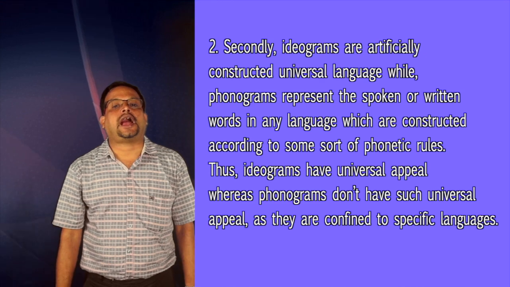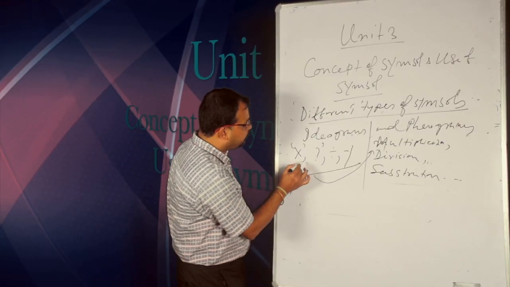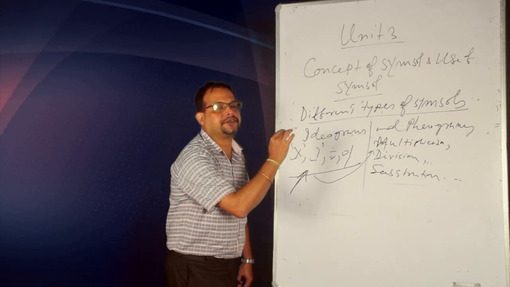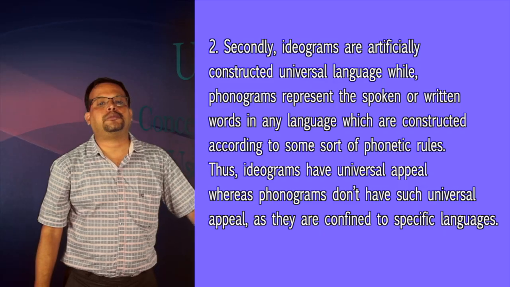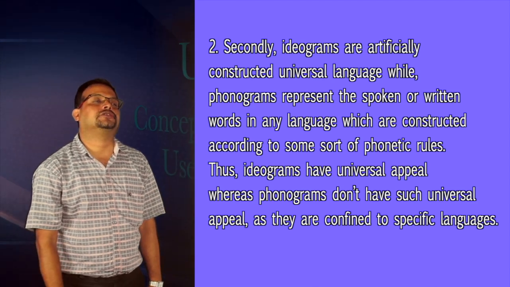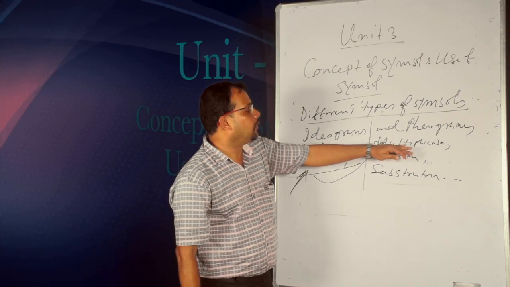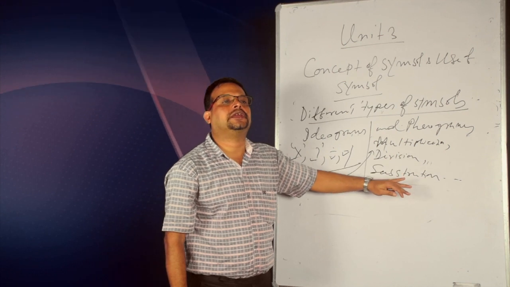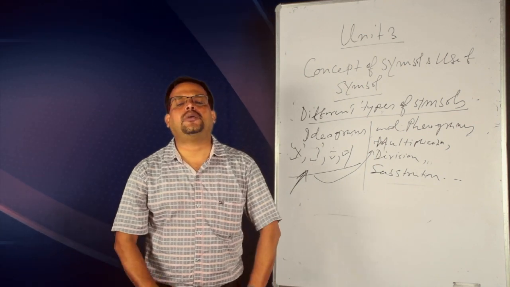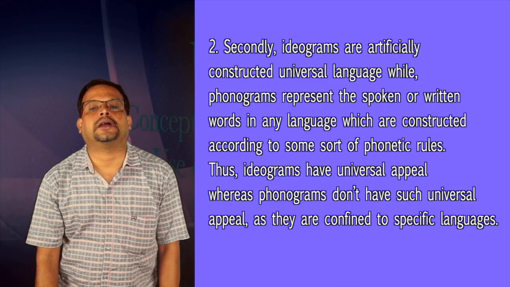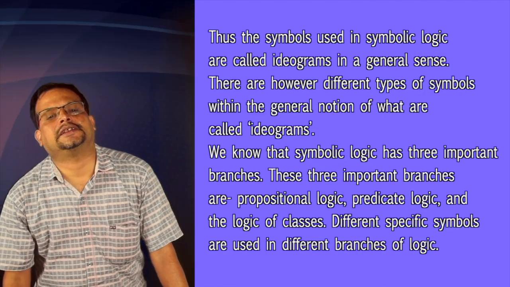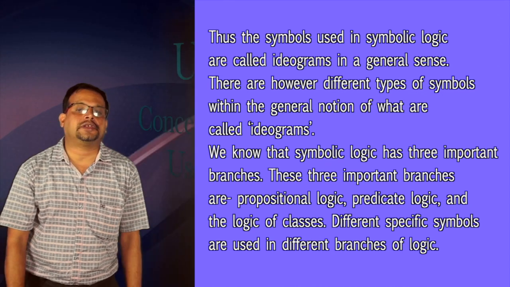Secondly, ideograms are artificially constructed. The examples of ideograms, multiplication, question mark, division, subtraction, are an artificially constructed universal language, while phonograms represent the spoken or written words in any language, which are constructed according to some sort of phonetic rules. Thus, ideograms have universal appeal, whereas phonograms do not, as they are confined to specific languages. Thus, the symbols used in symbolic logic are called ideograms in a general sense.